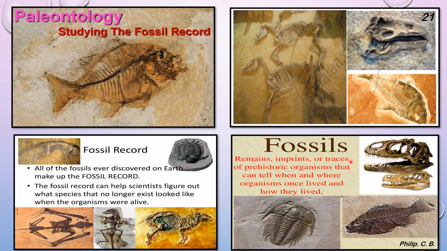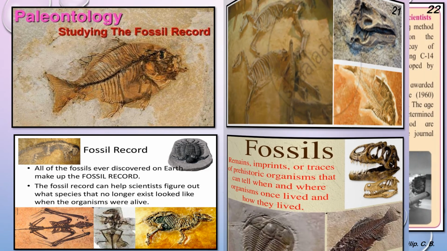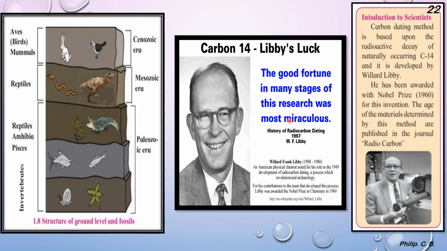Then a few more additions: fossils remain imprints or traces of prehistoric organisms that can tell when and where organisms once lived and how they lived. Now again, a few pieces of information given in the text, that is 1.8, structure of ground level and fossils. So in the ground level, Cenozoic era, you may find fossils of aves, that is birds, and mammals. Reptiles, Mesozoic era. Reptiles, amphibia, pisces, and also the invertebrates. All these three layers show the Paleozoic era.